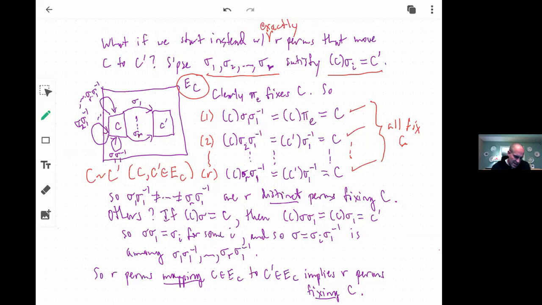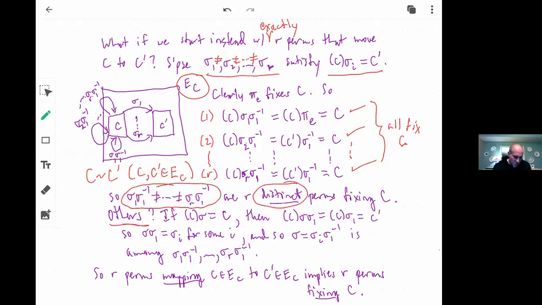And again, they are all distinct. They are all distinct because sigma 1 through sigma R, all of these guys were distinct, up here, dot, dot, dot. All of these guys were distinct. That's what we assumed at the beginning. So that means all of these are distinct, because if any two were the same, we could just multiply through by sigma 1 on the right and show that sigma 1 and sigma 2 were the same. So these are distinct permutations fixing C.